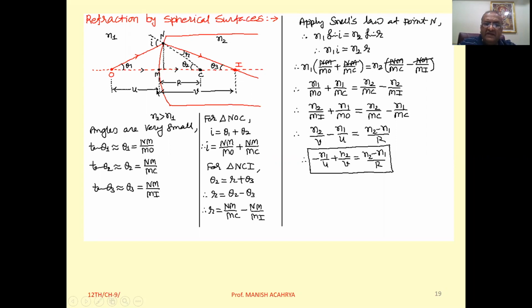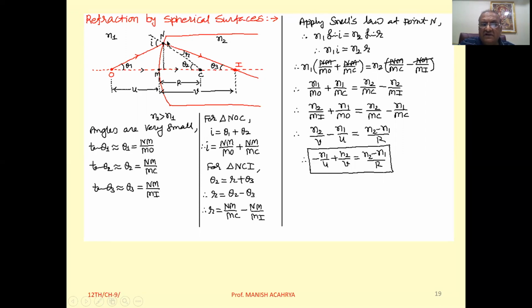Now, see here. Consider the triangle NOC, this triangle. Now see the figure for this particular triangle NOC. θ1 and θ2 are interior angles and i is the exterior one. So we can write for triangle NOC, i is equal to θ1 plus θ2. But θ1 is NM upon MO and θ2 is NM upon MC. Substitute these two values. Now keep this one as it is.